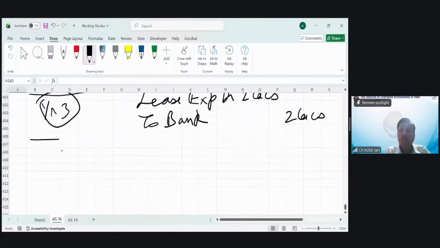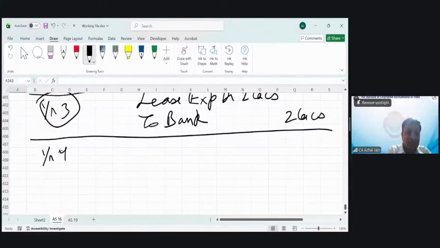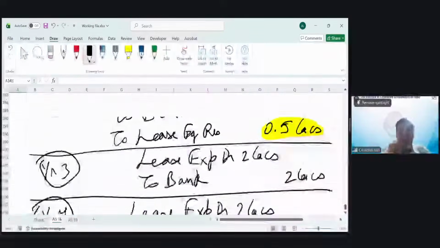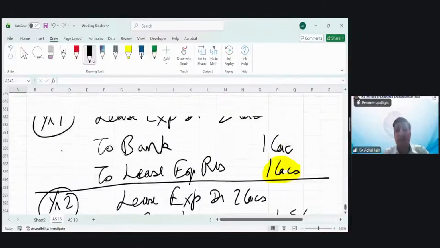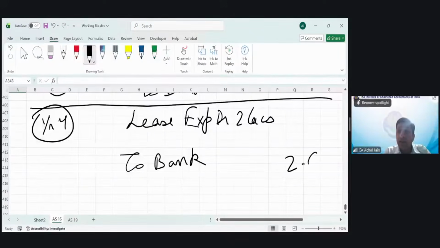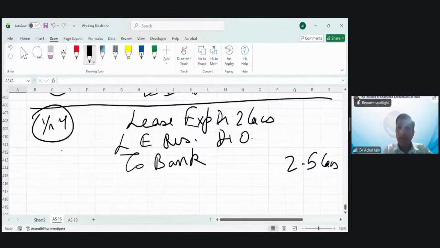Now let's move on to the fourth year. What is the lease expense you will record? 2 lakhs. But in the fourth year, what is the payment you are required to make? 2.5 lakhs. So you will say to bank 2.5 lakhs. Now where will this differential go? The lease equalization reserve that you created will now be debited. So this lease equalization reserve you will debit by 0.5 lakhs.